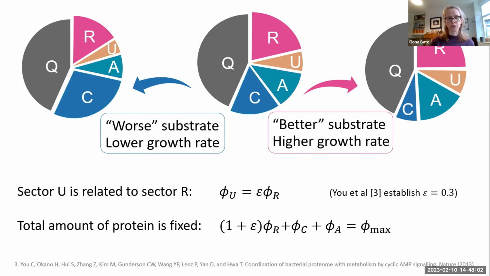So we get an expression for the mass fractions of the 3 sectors of the proteome that we're interested in: the ribosomes, the catabolic enzymes, and the anabolic enzymes. If you add them up, then you get a constant. This phi max is a constant, which is just equal to 1 minus the mass fraction of the Q sector. So this is the constraint on how the mass fractions of each sector vary. If you increase one, then the others are going to decrease, just because the protein amount is fixed in the cell.